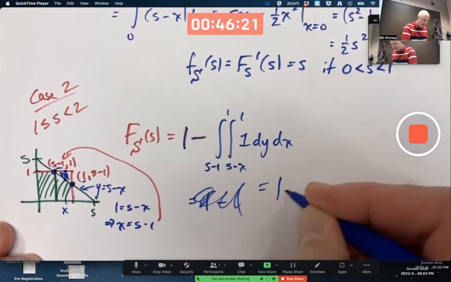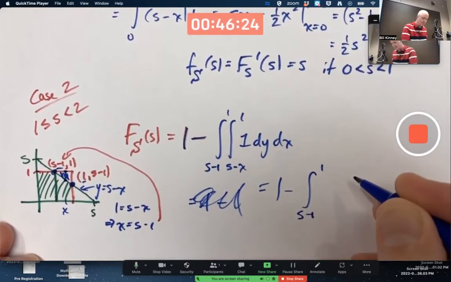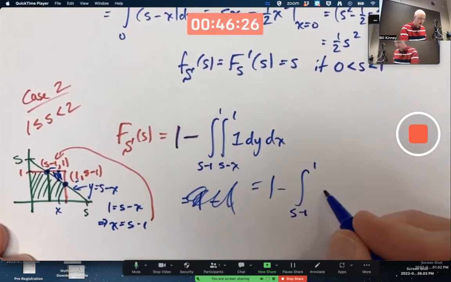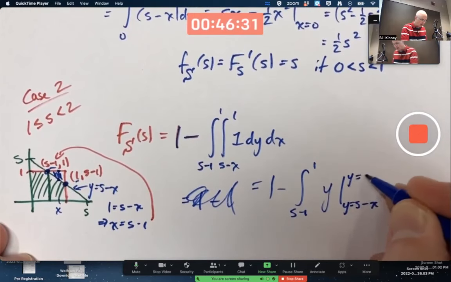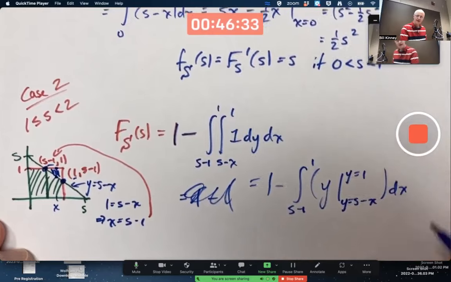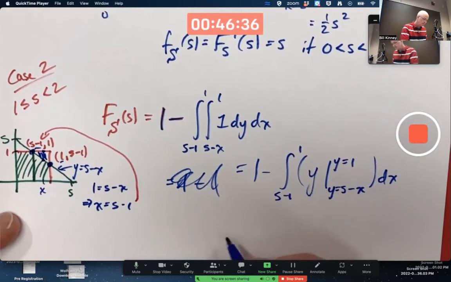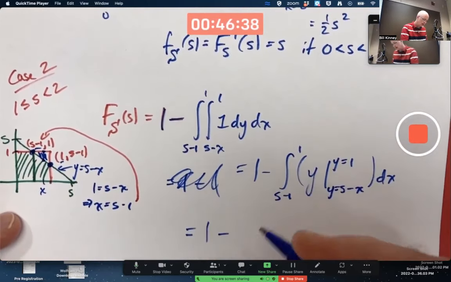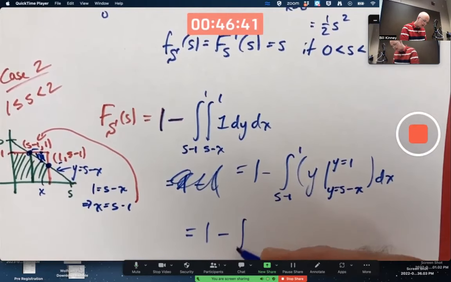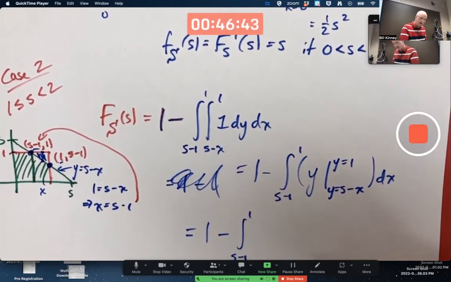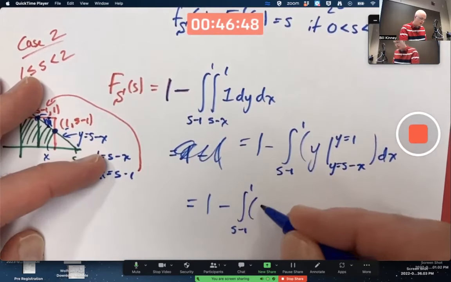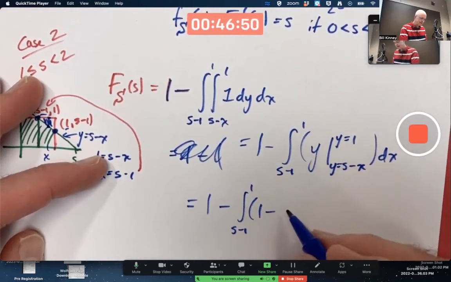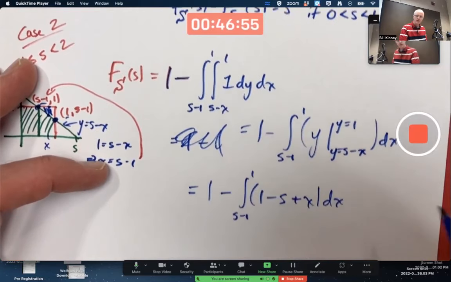So it's 1 minus the integral from s minus 1 to 1. The integral, and the integral is with respect to y. We get y going from s minus x to 1. And then that gets integrated with respect to x. Plug in the numbers. 1 minus, in parentheses, s minus x is going to be 1 minus s plus x. That's getting integrated with respect to x.